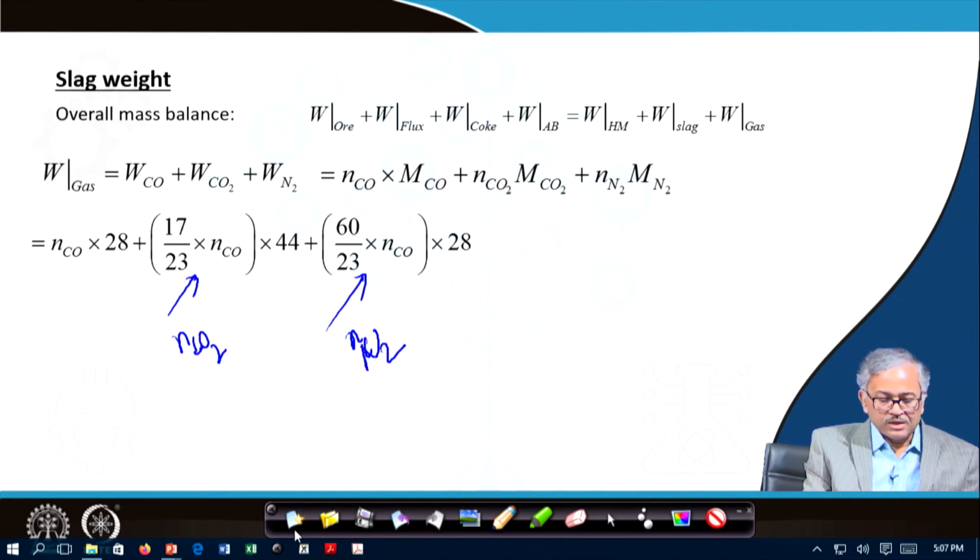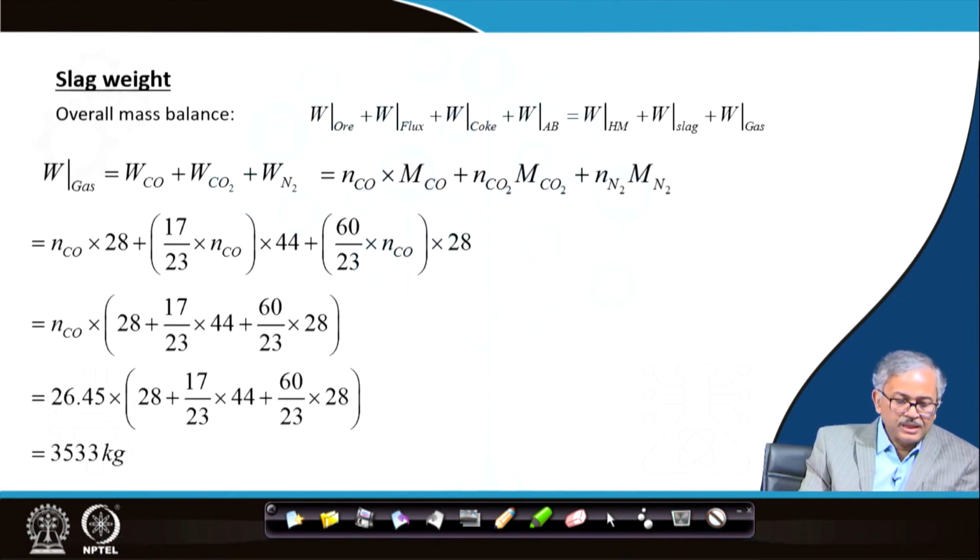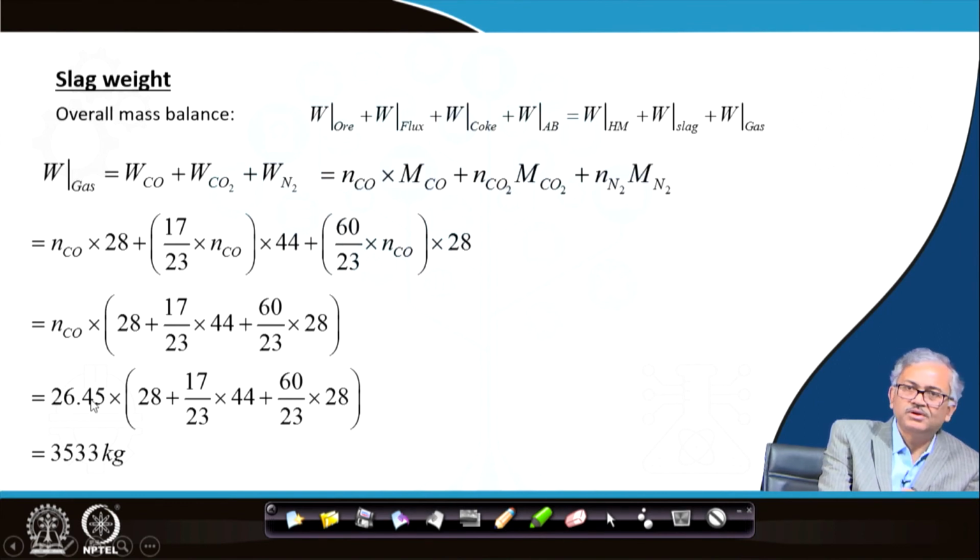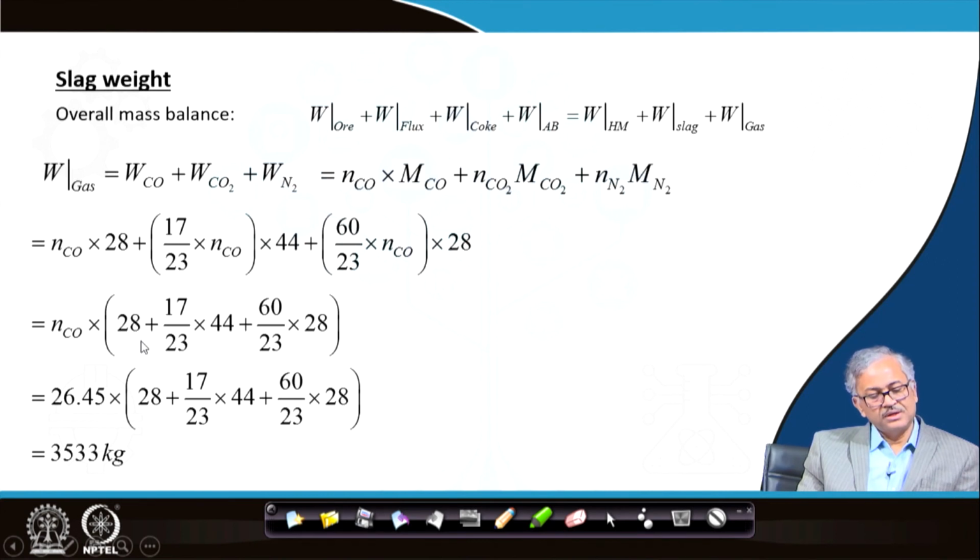We will get to that. Then you can take NCO out as common, and NCO you already calculated, 26.45. Multiplied, you find 3533 kg. So the weight of the gas we calculate is approximately 3533 kg, right. The gas weight is also not bad actually. It is 3 tons of gas that is coming out.